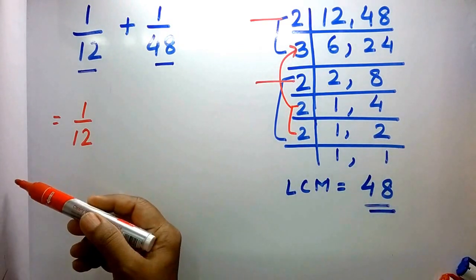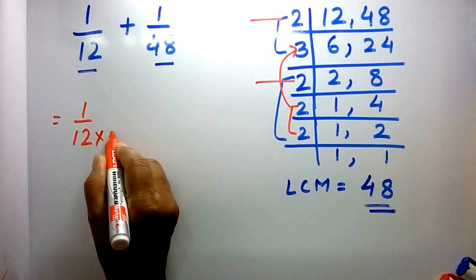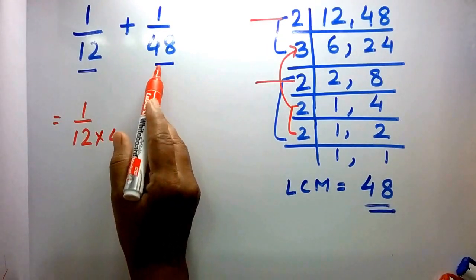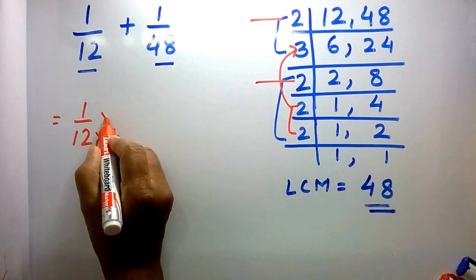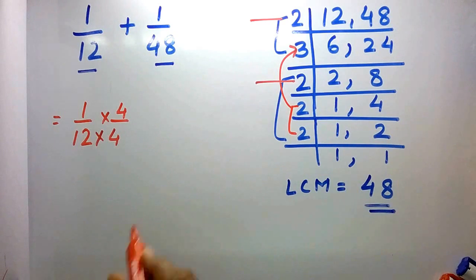What is there? First count that. Remove that out. You are left with 2 2s. 2 2s are 4. If you multiply 12 into 4, you will get 48. Whatever you are multiplying in the denominator, write down the same thing in the numerator.